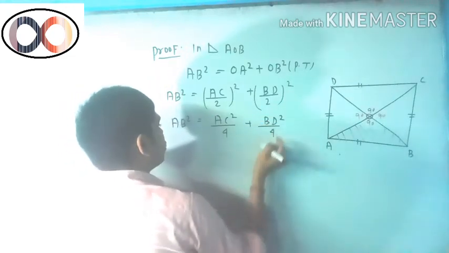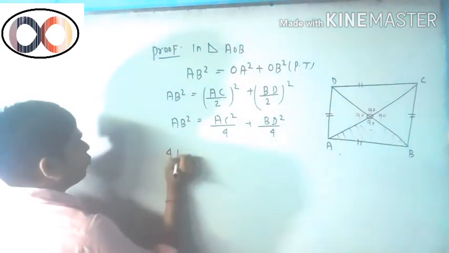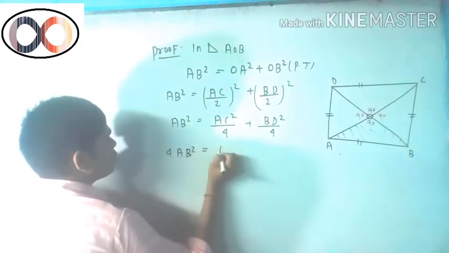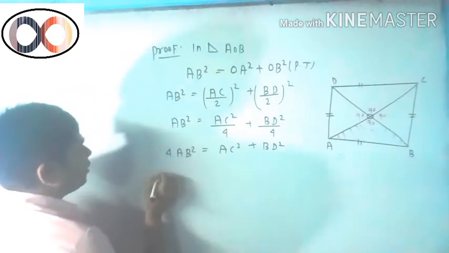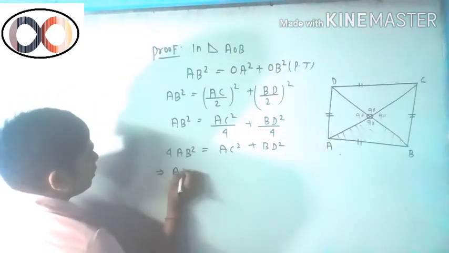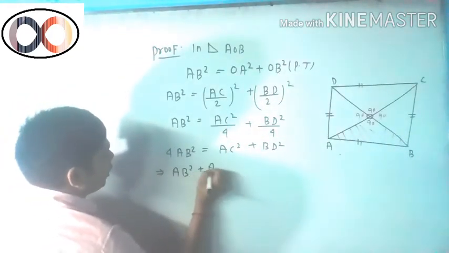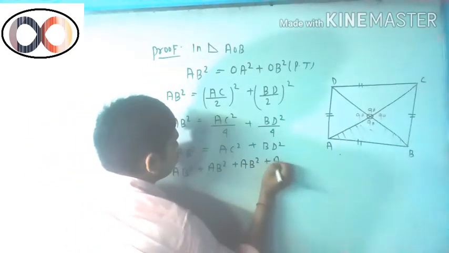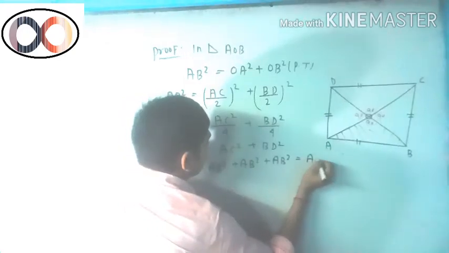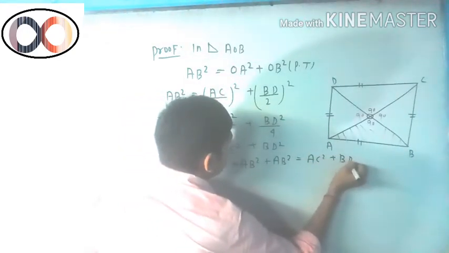So you can multiply by 4: 4AB square equals AC square plus BD square. And 4AB square we can write as AB square plus AB square plus AB square plus AB square, 4 times, which equals AC square plus BD square.